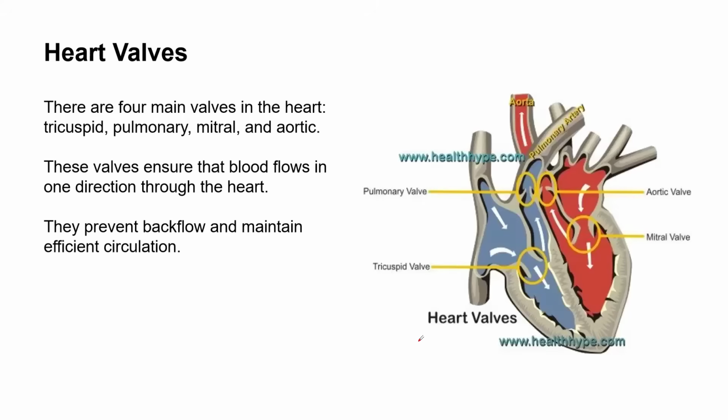So you see, these are the heart valves. As we can see, we have the tricuspid valve, this is where we have it. And then we have the pulmonary valve, this is where we have it. And then we have the aortic valve here, and then the mitral valve. So these are the four valves found on the heart: pulmonary, aortic, mitral, and tricuspid. And their major role is to make sure that the blood is flowing in one direction.